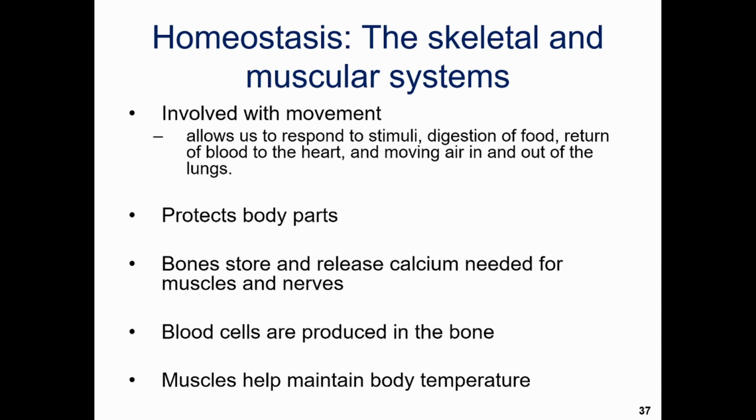The muscles and the nerves need calcium, and the bones help serve as a reservoir for that calcium, so they're working together to maintain proper levels of calcium. All those blood cells we talked about are made in the bone, so having bone there to serve as a factory for blood cells is extremely important. And then the muscles help maintain body temperature. If you walk out and it's really, really cold, you start to shiver. Those little tiny muscle contractions are happening so you can generate some heat so that you can warm yourself back up.